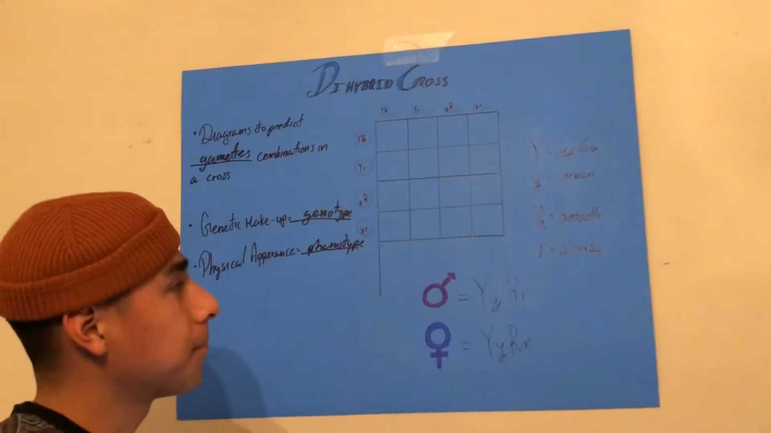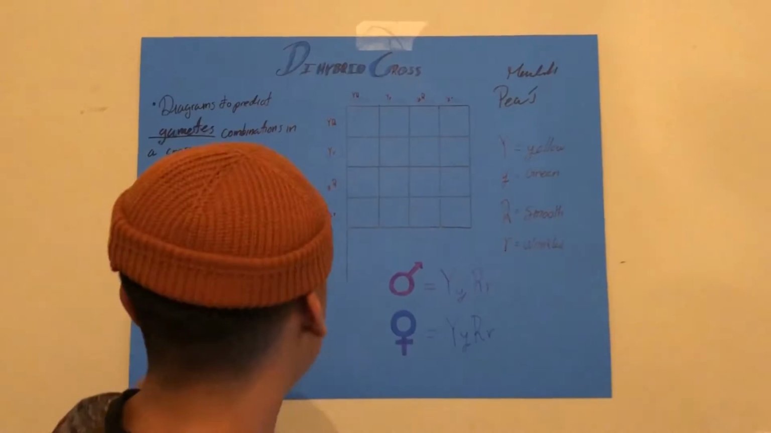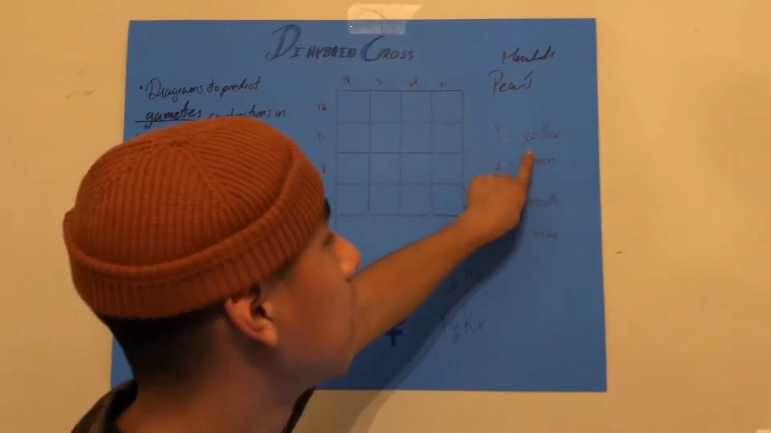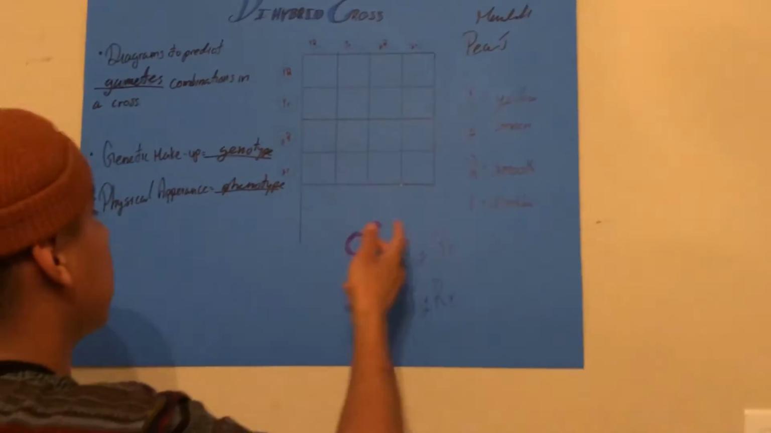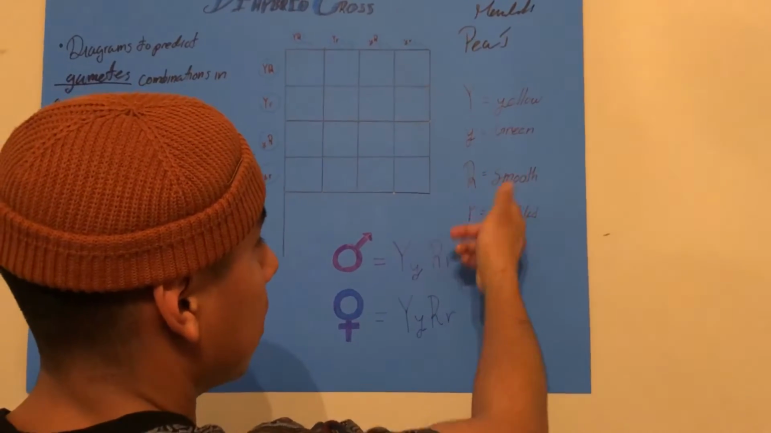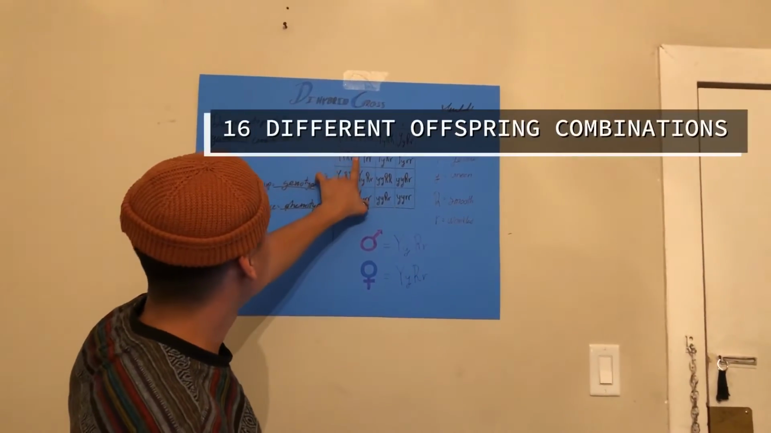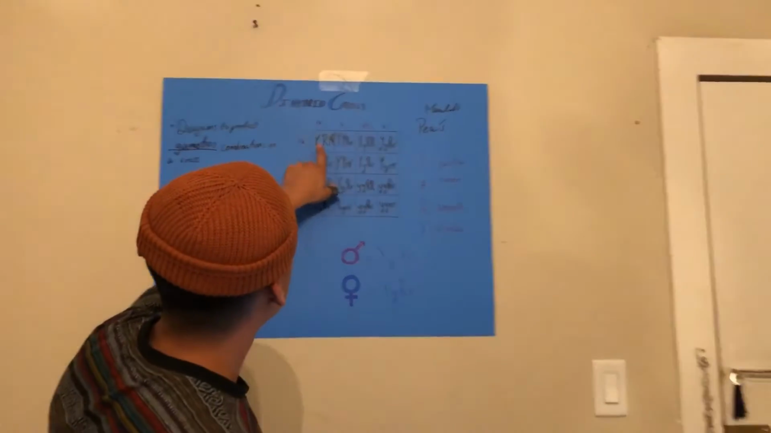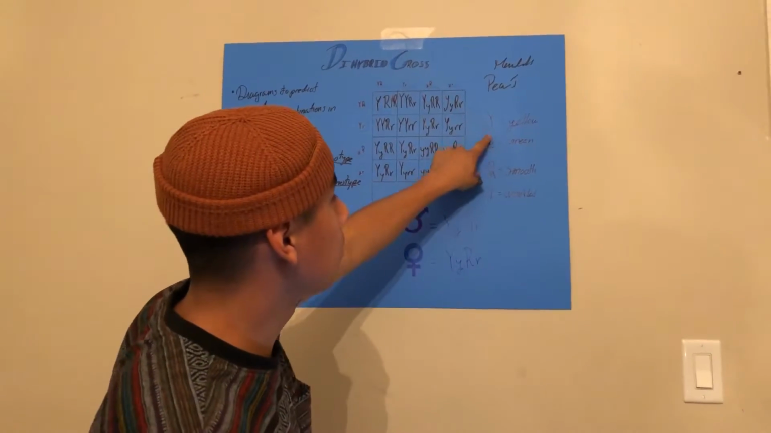Here we're going to use Mendel's pea example. For the genetic makeup and phenotype, the dominant allele would be yellow and the recessive allele would be green. For texture, the physical appearance, a capital R would be smooth, so it's a dominant allele, and the recessive allele would be wrinkled. Here we have all the different combinations that the offspring could be. So here the offspring is all dominant, yellow and smooth.